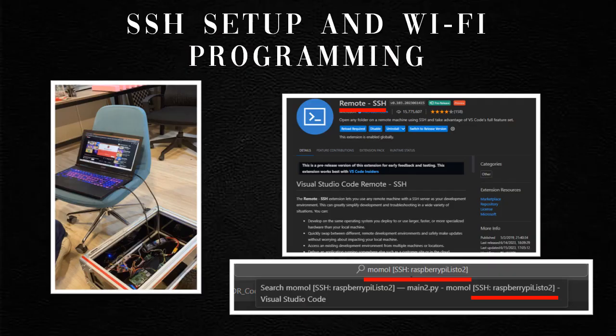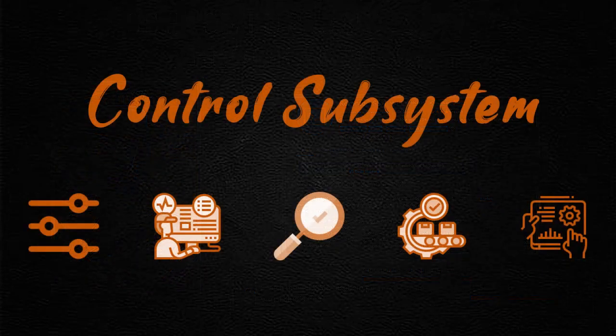For the communication and programming of the Raspberry Pi, we used SSH and utilized its built-in Wi-Fi module. In the upcoming slides, we will explore how we put together the control system we designed. We will walk you through the step-by-step process, starting with theoretical concepts and ending with physical implementation.